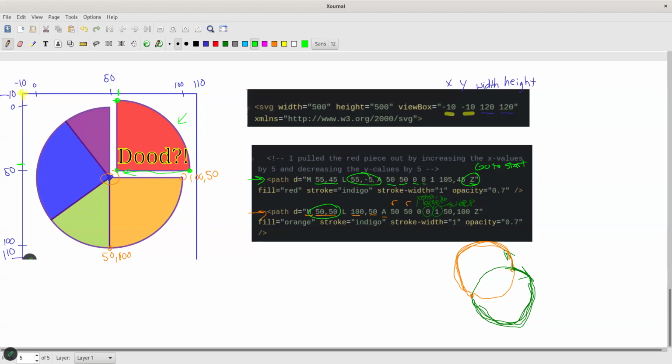So what would I do if I want to put this, instead of popping it out, what if I want to push it back in? That means I would have to shrink the x value, increase the y value for all of these points. So I'd have to decrease each x value by 5, and then increase each y value by 5, because remember, y going positive is down. All right, let's see if I can do that.